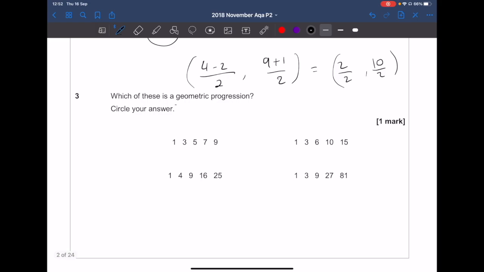Which of these is a geometric progression? Geometric progression basically means what do you times by? So this one here, 3, 6, 9, would be a linear sequence because I'm going up in threes, and 12 and so on. Now we're looking for a geometric progression. What am I going up by each time? If you notice this one here, 1, 3, 9, 27, 81, what happens is you times by 3 each time. You don't add 3 each time, you times by 3. So this is why we know this is called a geometric progression.